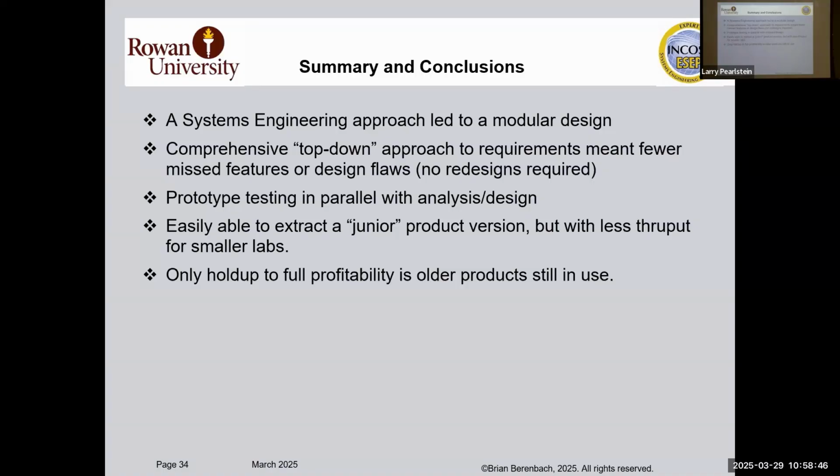Now the other thing that was interesting is when I was working on it, I saw a requirement that it had to be so many feet wide.